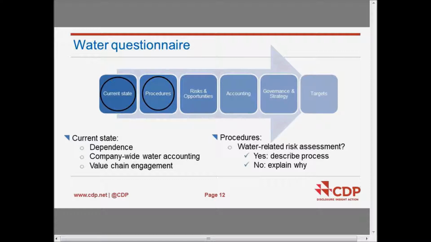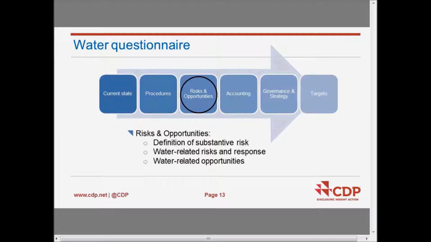Note that you have the option of either describing your water-related risk assessment or explaining why you have not yet undertaken one. In the Risks and Opportunities section for the water questionnaire, companies are given the opportunity to explain how you define substantive risk to your operations related to water. So in this section, based on that definition, you explain what types of water risk may impact your business, which river basins or facilities are exposed to those risks, and how you've responded to those risks. Again, here you have the option of indicating that you have defined a certain threshold for substantive risk, but have not yet identified any existing risks that fall within that threshold.